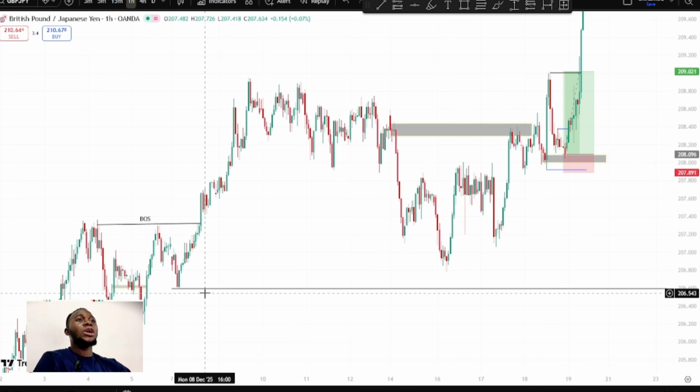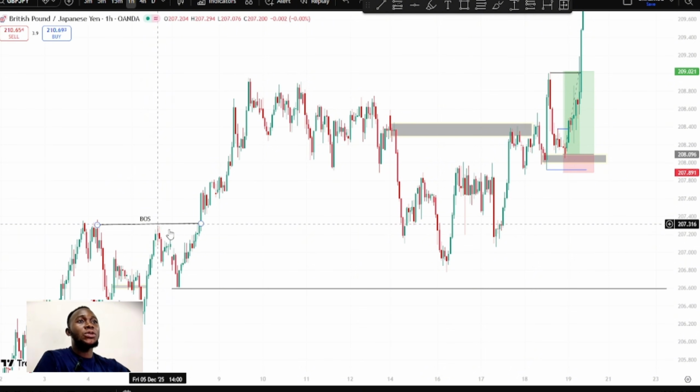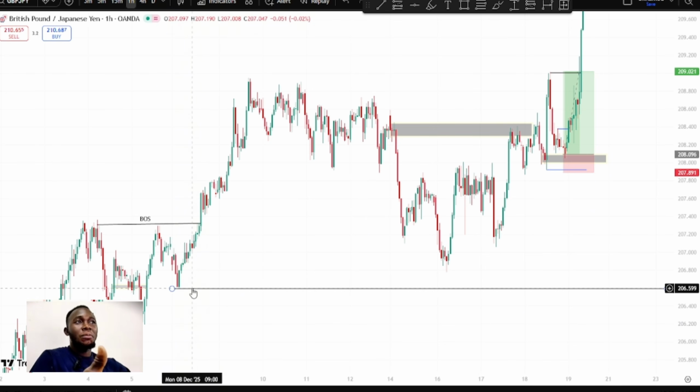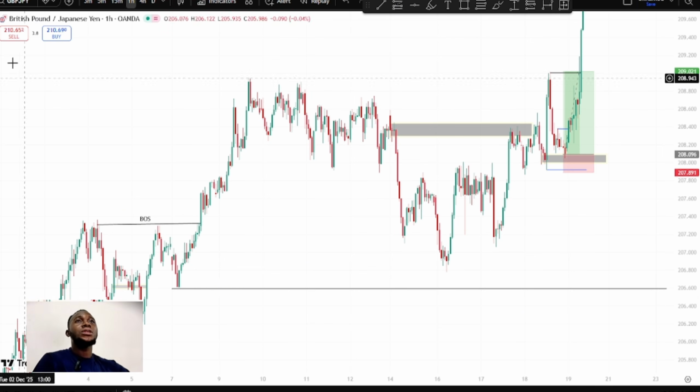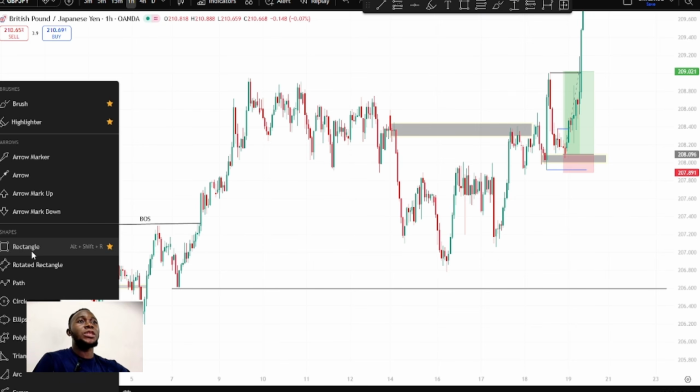Now, the next question I want to ask myself is, where is the swing low that caused this break of structure? And now this is my swing low. The next question will now be, where is my swing high? Where did the market get to before it started retracing or pulling back to facilitate the next push that will happen to the upside? Now, let me use rectangle to map it out.